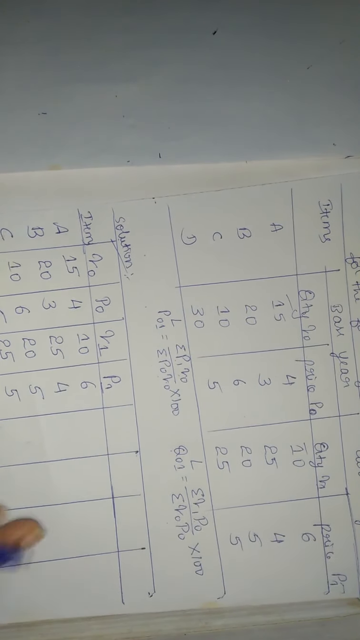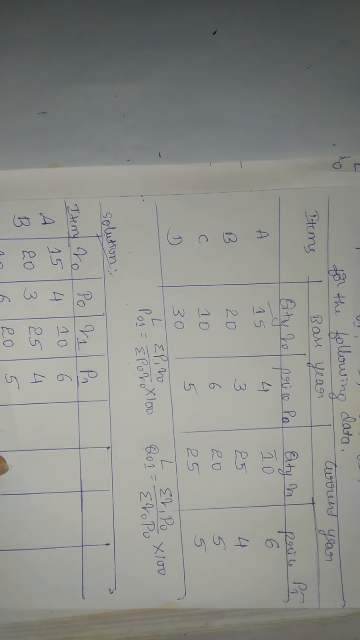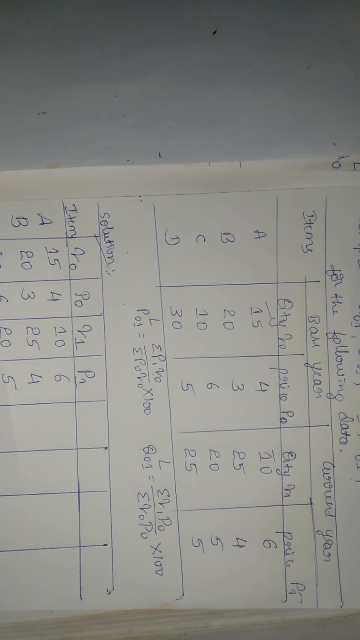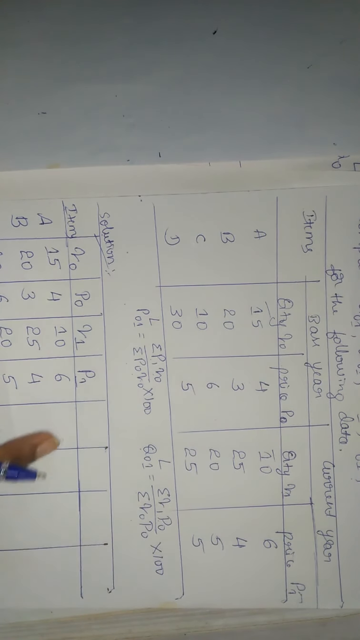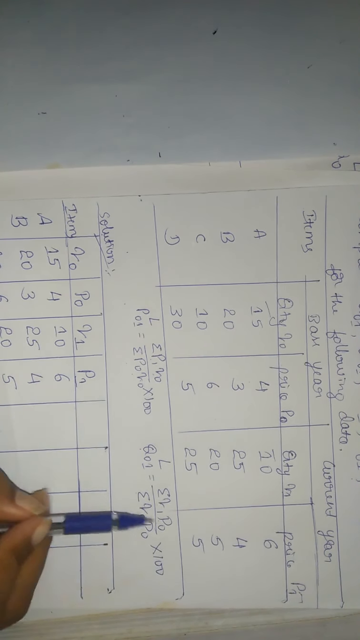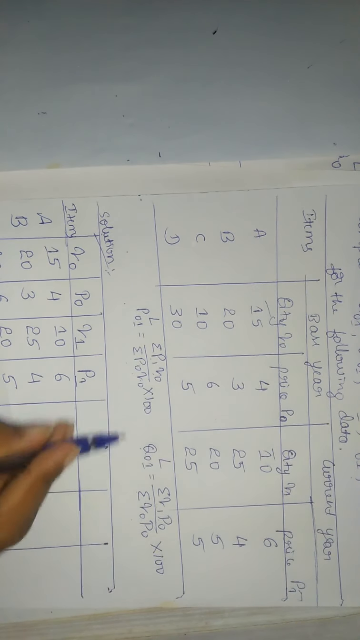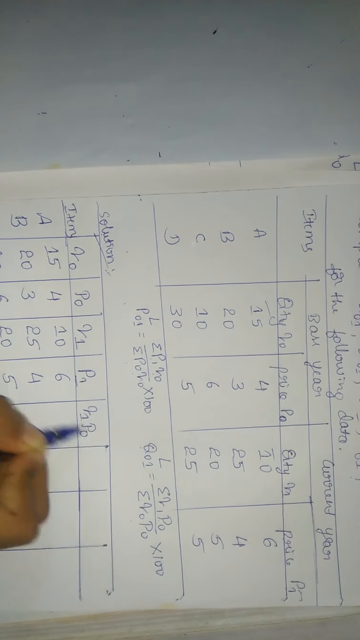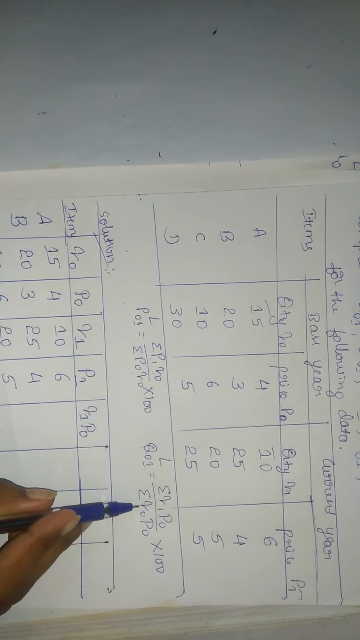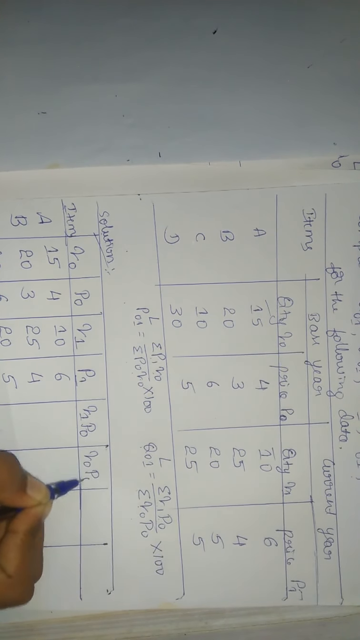As we already studied in the problems on price index number, we considered four columns when they ask for calculating Laspeyres, Paasche's, Marshall-Edgeworth price index number, and so on. Here also we draw four columns. In the Laspeyres quantity index number, first write Q1 P naught. Then the next one, Q naught P naught.